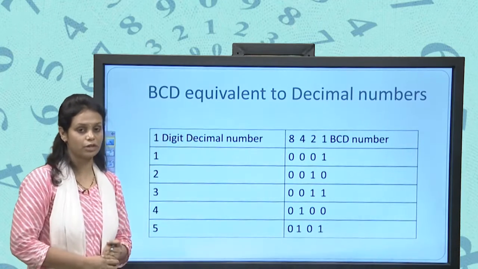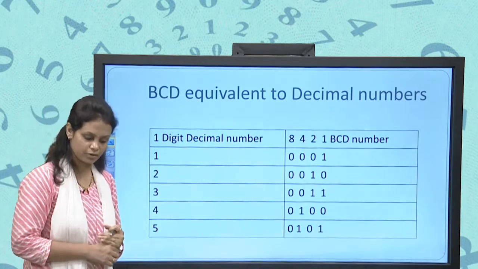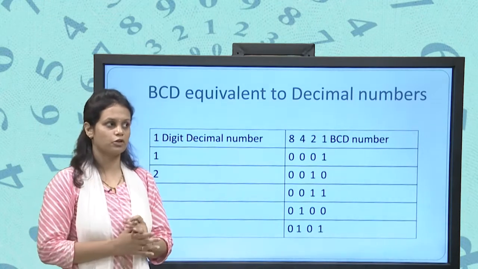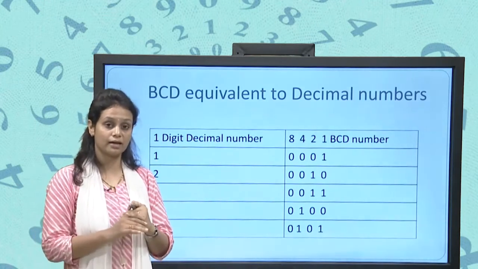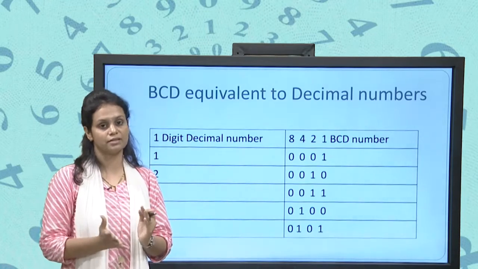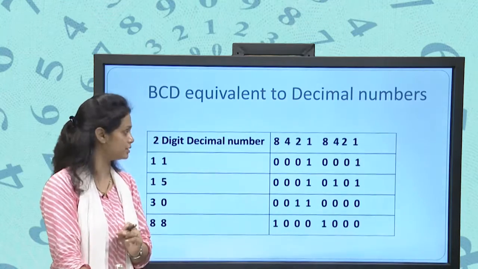See, there is no difference if we are using a single digit decimal number. If we are using a single digit decimal number, then your binary numbers and your binary coded decimal are the same. But what if we are using a 2-digit decimal number? Fine. We will see some examples on the 2-digit decimal number.